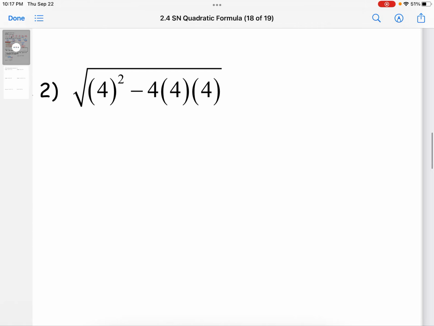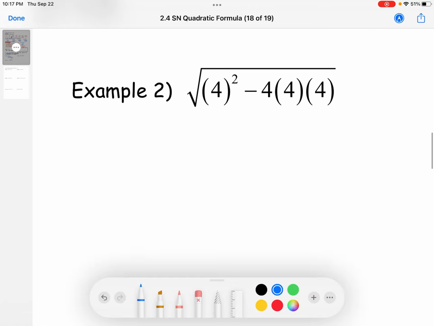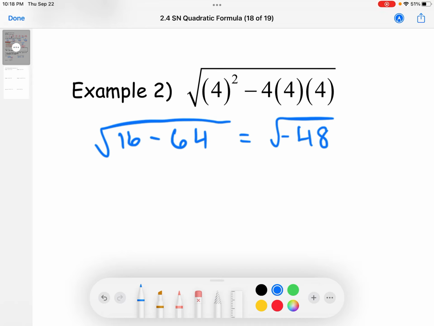Now, let's look at one that's a little more complex. Let's look at example 2. We have the square root of 4 squared minus 4 times 4 times 4. Okay, and if you're thinking that pattern looks a little familiar, we're gonna see this here in just a minute. So order of operations: square that 4 first, so 16, then minus, multiply 4 times 4 times 4 is 64. So this ends up being the square root of -48.